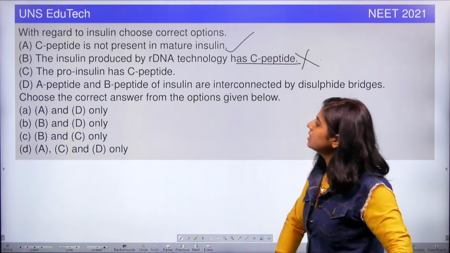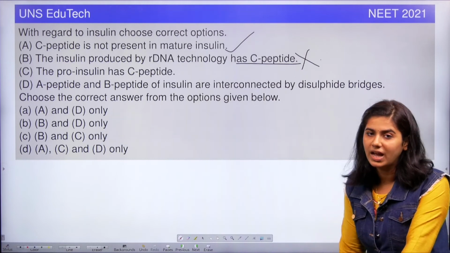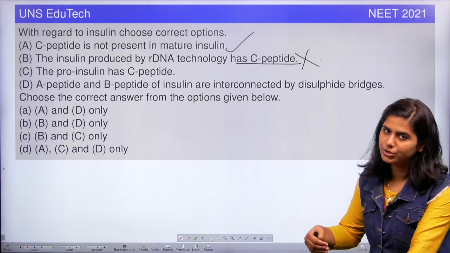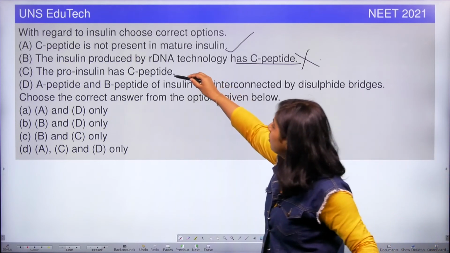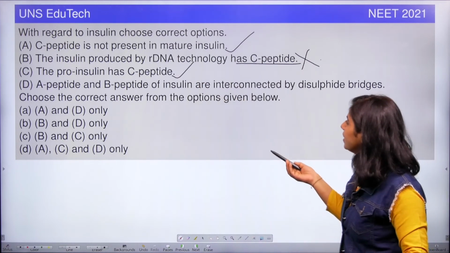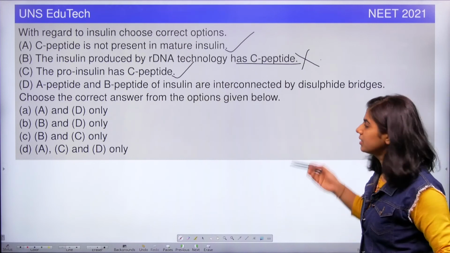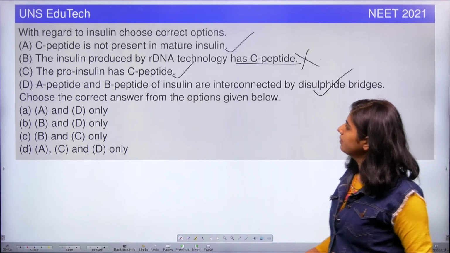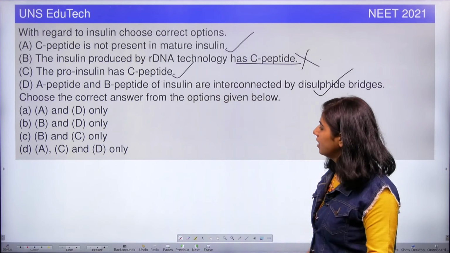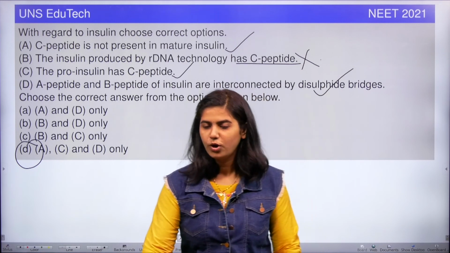And the third option is the pro-insulin has C peptide. Is it correct or wrong? Yes, pro-insulin has C peptide which will undergo splicing, and A peptide and B peptide are joined to get active insulin. So this option is correct. And option D is A peptide and B peptide of insulin are interconnected by disulfide bridges. This is also true, right? So here the option which has A, C and D, that option is the correct answer. Hope you got the concept.